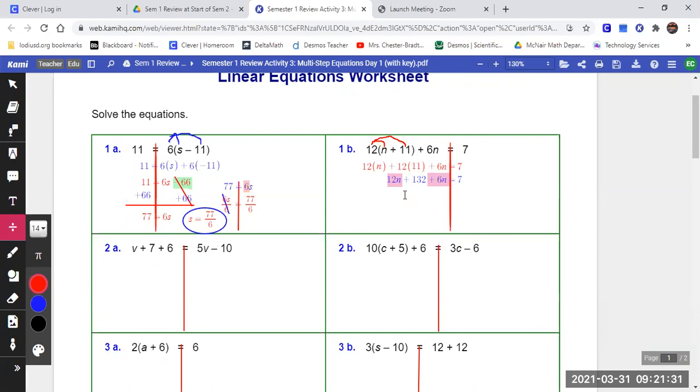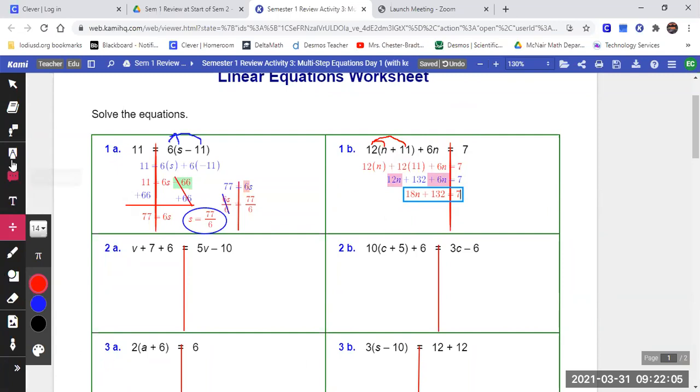What are we going to get? We have a 12n combined with a 6n. We have an 18n. And we have that 132 we already figured out. And we have the equal to 7 that was still there. Now we can start big zeroing and big one. We always do big zeros first. We handle addition and subtraction first.